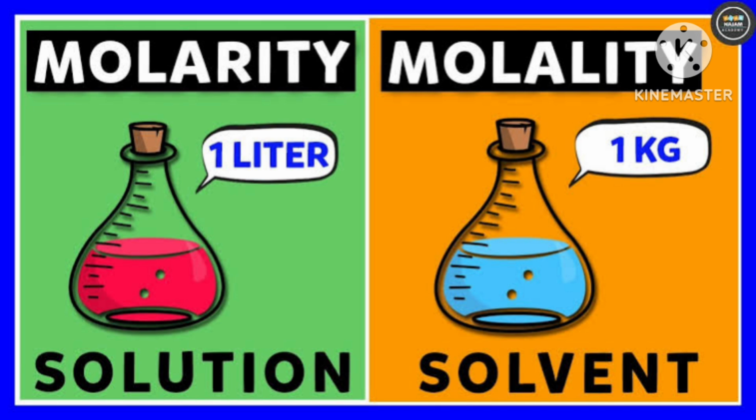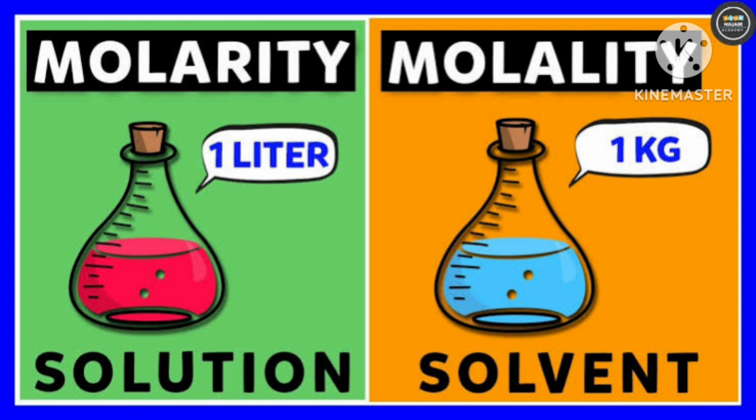And already I told you, if you add all the mole fractions, that is, mole fraction of component 1 plus mole fraction of component 2, x1 plus x2 plus x3 plus x4, all mole fractions you add, that is equal to 1.